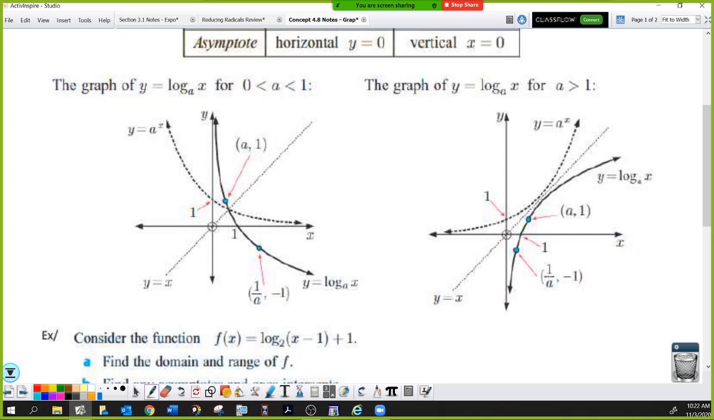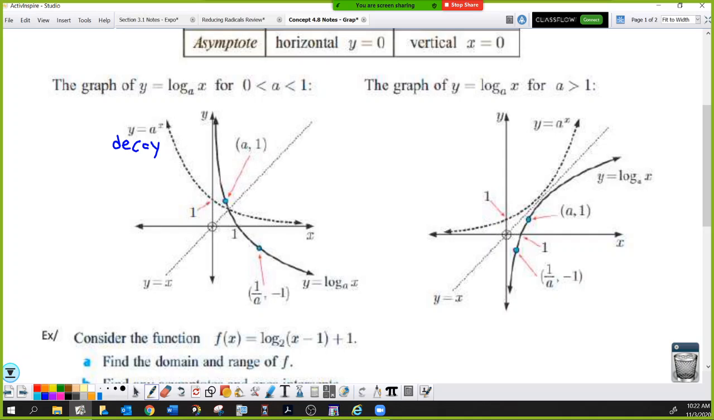If your exponential base was between 0 and 1, you would have this dotted exponential decay graph. If the exponential base was between 0 and 1, that's old material. Well, if you switch all the x's and the y's, what you get is a reflection over the line y equals x, and you get what I would call an upside down logarithm graph. That's what that looks like.